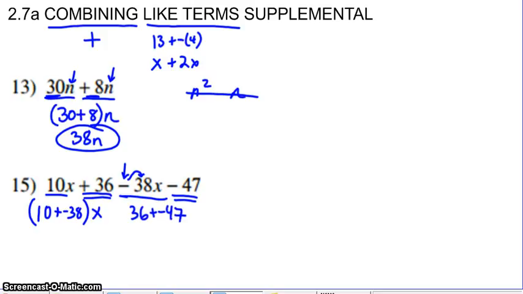Alright, so let's combine them. 10 plus negative 38 is negative 28, so negative 28x. Don't forget the x. And then 36 plus negative 47 is negative 11. Different signs, find the difference, take the sign of the bigger number. So we're going to write negative 11. And we can't combine these two because they're not alike, so we'll just write out our answer as it is.